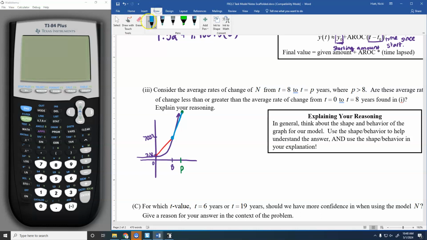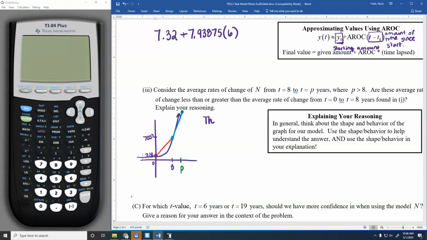So the way that we want to talk about this is we could say the rate of change of N of t is increasing because N represents exponential growth.